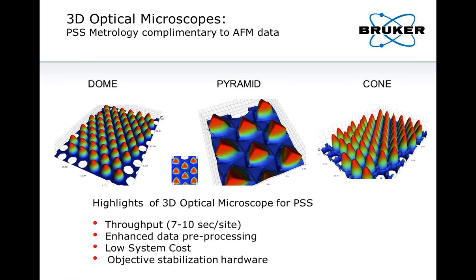Because they are parallel, of course, imaging is quite fast, about 7 to 10 seconds or so per site. They are low-cost systems, but still have quite enhanced features such as enhanced data processing and objective stabilization hardware for high fidelity of data built in.